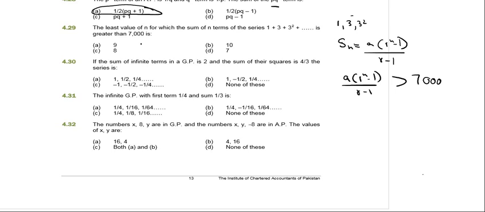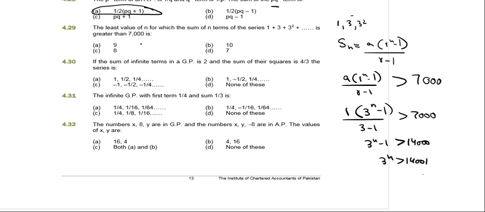a, the first term, is 1, r, the ratio, is 3, so (3^n - 1)/(3 - 1) is greater than 7000. After that, if we solve it, we will get 3^n - 1 is greater than 14,000, and 3^n is greater than 14,001. Applying log on both sides, which I will not be doing here since we have studied it already in class, the n value will come out to be n is greater than 8.68.